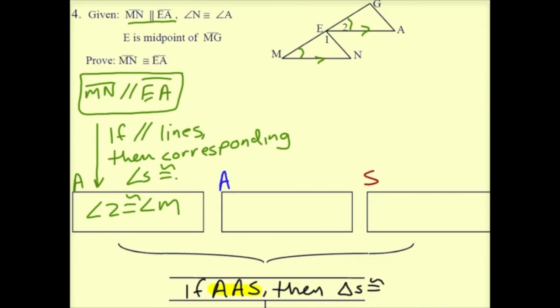Next, we can take a look at the next piece of given information. It says angle N and angle A are congruent. And so that can go in our next box. And we need no statement above that box because that was given information. So we don't need to explain why it is because, well, that's just given to us.